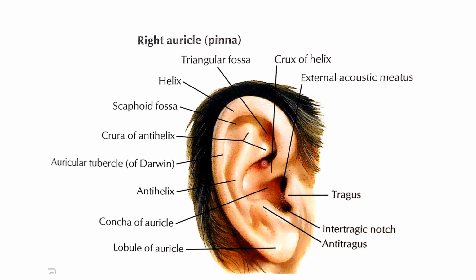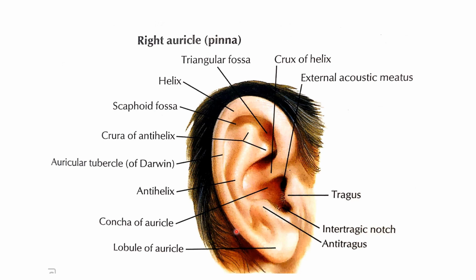This is the crus of the helix, and the posterior descending limb of the helix occasionally presents a prominent Darwin's tubercle here. It is an occasional appearance. It is not found in all auricles, but occasionally it may be found. This tubercle is called Darwin's tubercle. So this is about the helix.